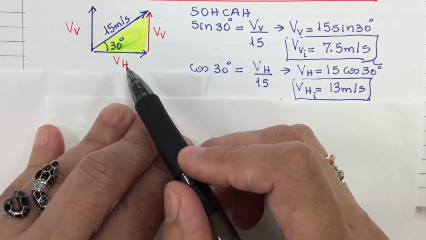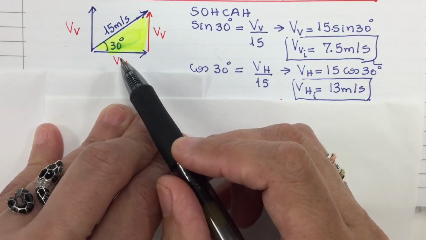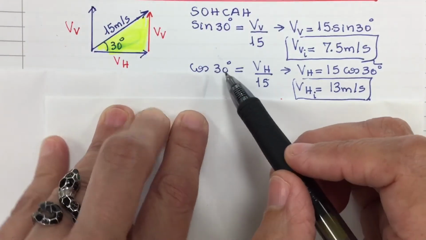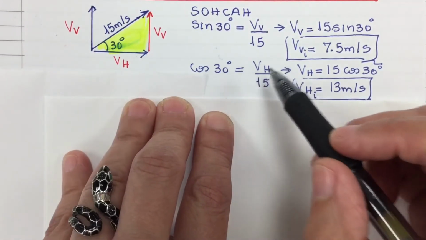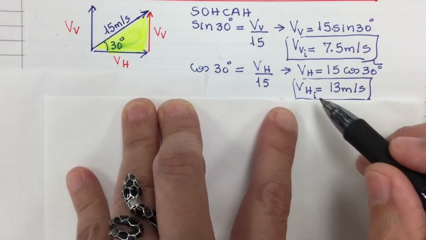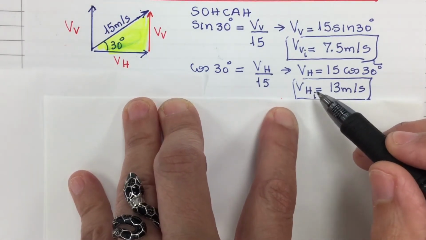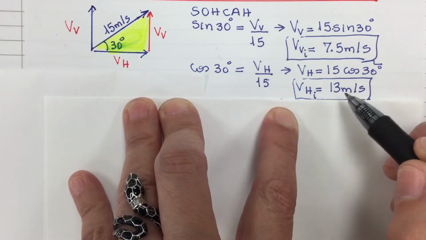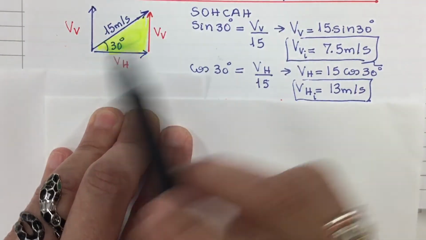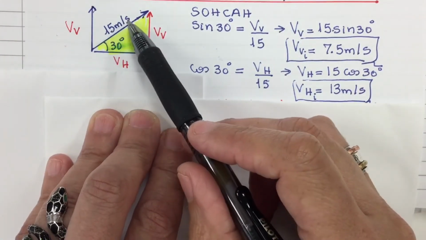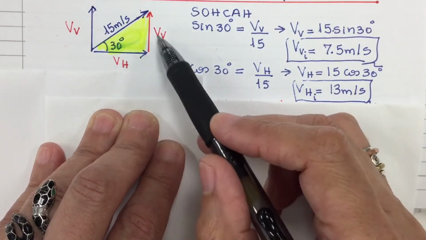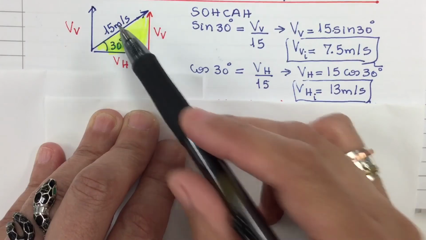Likewise, the horizontal velocity is adjacent to this angle. So I'm using cosine of this angle, which is 30, is the adjacent over hypotenuse. So this is the value of the horizontal velocity, 13 meters per second. To solve this projectile motion, I'm not going to use 15 meters per second. I'm going to use the vertical and horizontal components of this value.